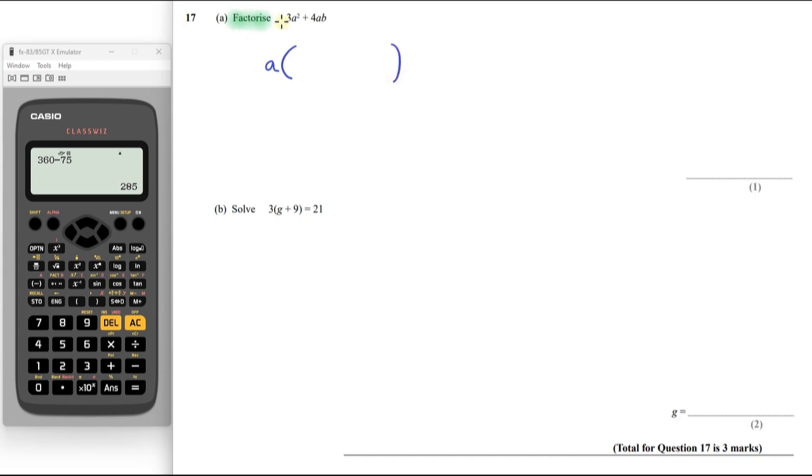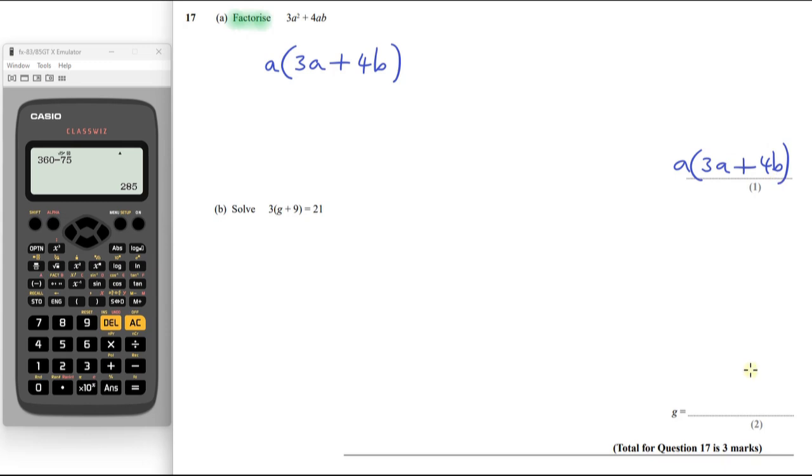So in my brackets, we're going to have 3, and then a squared divided by a is just a. And then if we look at our second term, we've got 4, a divided by a is 1, so we've already dealt with the a's, and all we're left with is b. So that will be my answer: a, and then in brackets, 3a plus 4b.